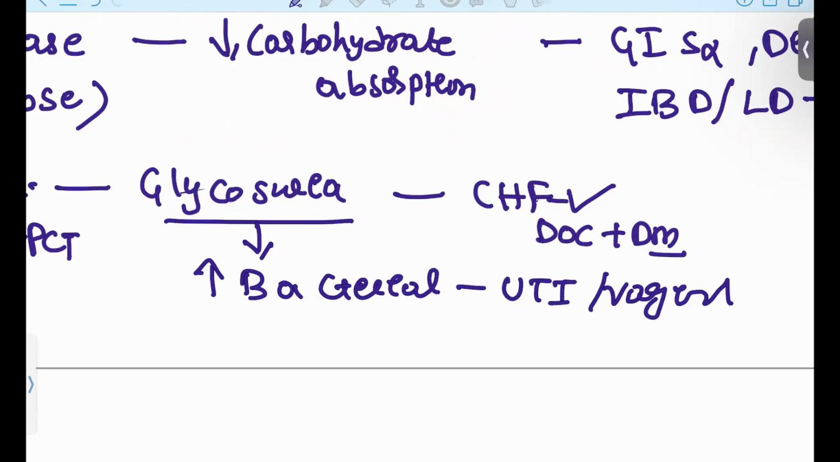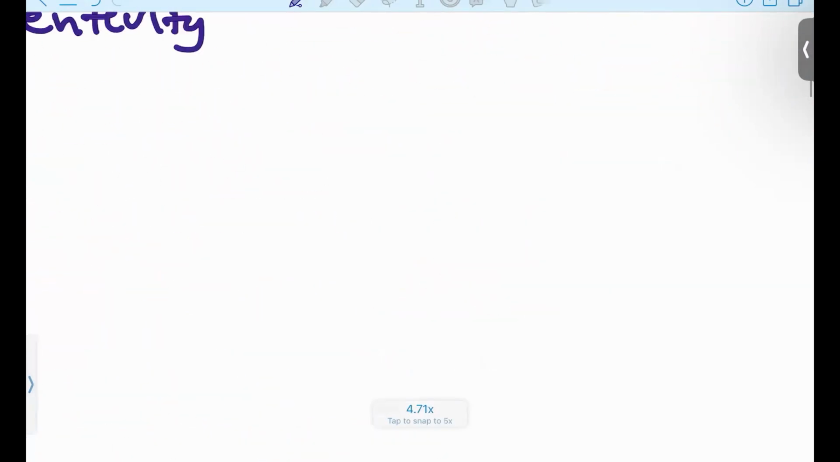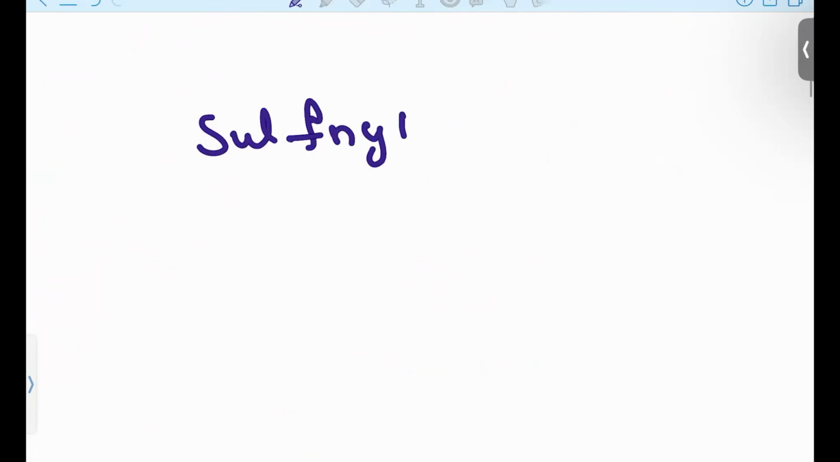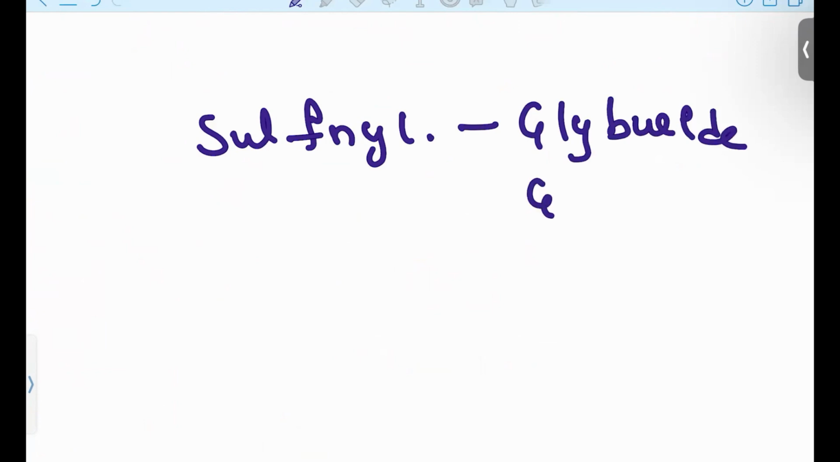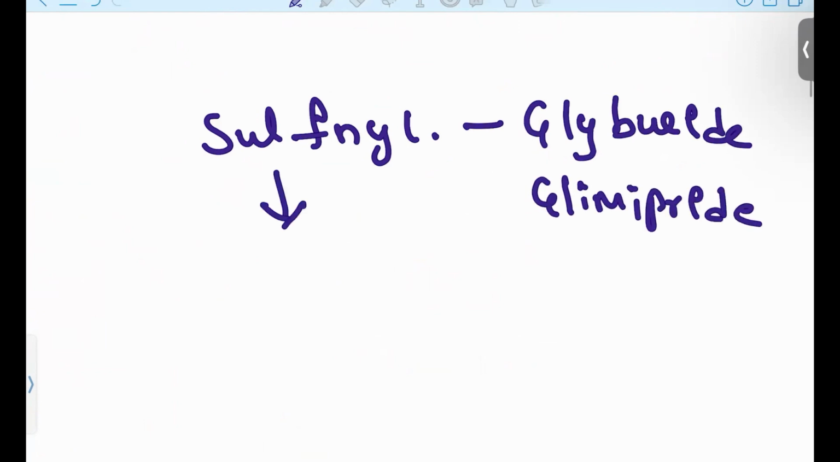Okay. Another side effect. Next, moving on to the other classification, that is your sulfonylureas. Sulfonylureas, these drugs are mostly your glimepiride. What is the mechanism of action for this one?